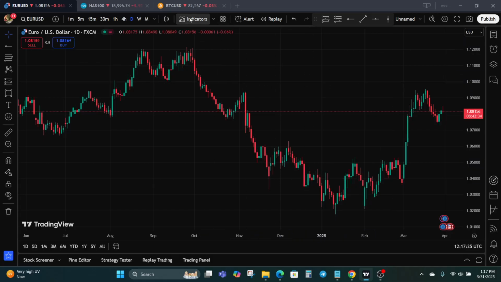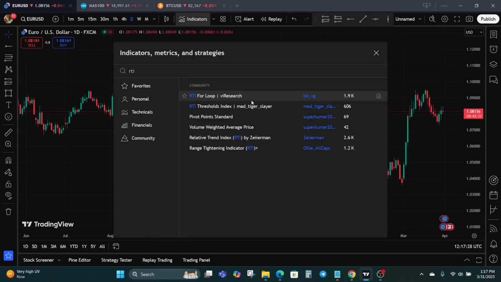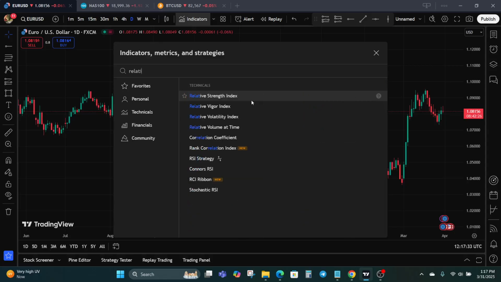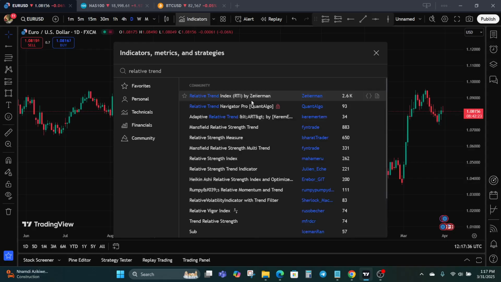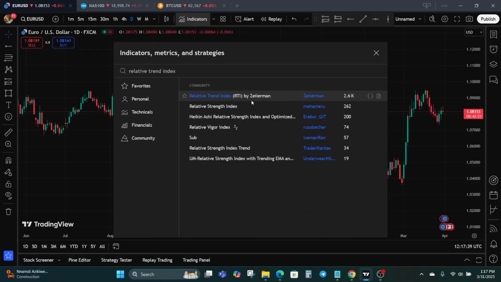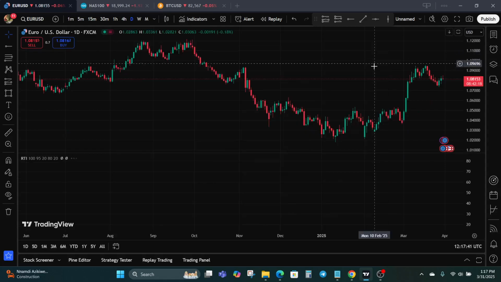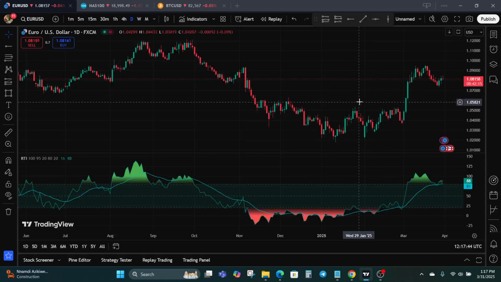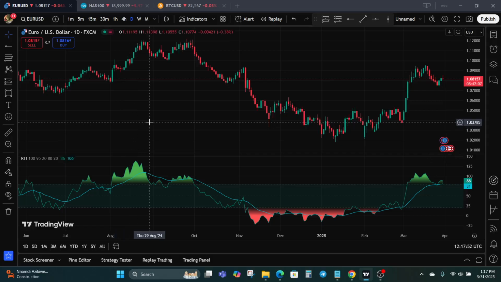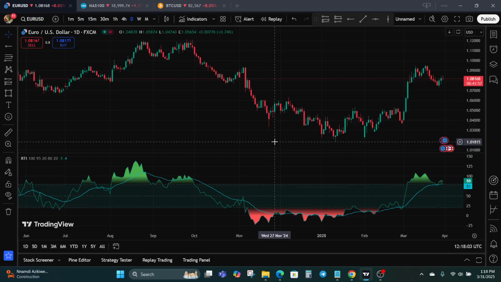Okay, so I'm going to add the RTI to the chart right now. The relative trend index. The relative trend index is a tool that improves on the relative strength index. So the RTI tries to improve on the RSI by filtering out weak signals and providing clearer trade opportunities. Stick around to see exactly how it works.